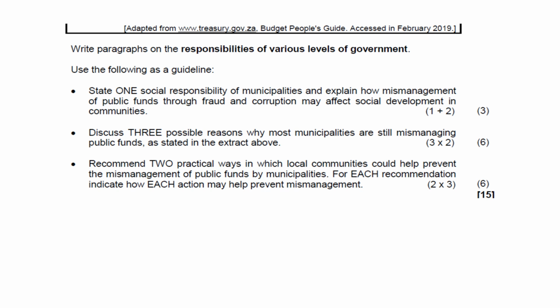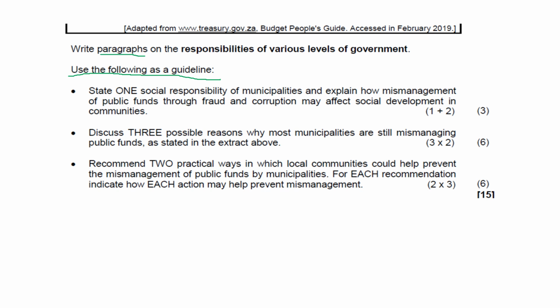Right. It says write paragraphs on the responsibilities of various levels of government. Use the following as a guideline. Meaning when you write your answers, it says write in paragraph. You need to understand this. You are given a guideline to follow. Bullet number 1: state one social responsibility of municipality and explain how mismanagement of public funds through fraud and corruption may affect social development in the community.